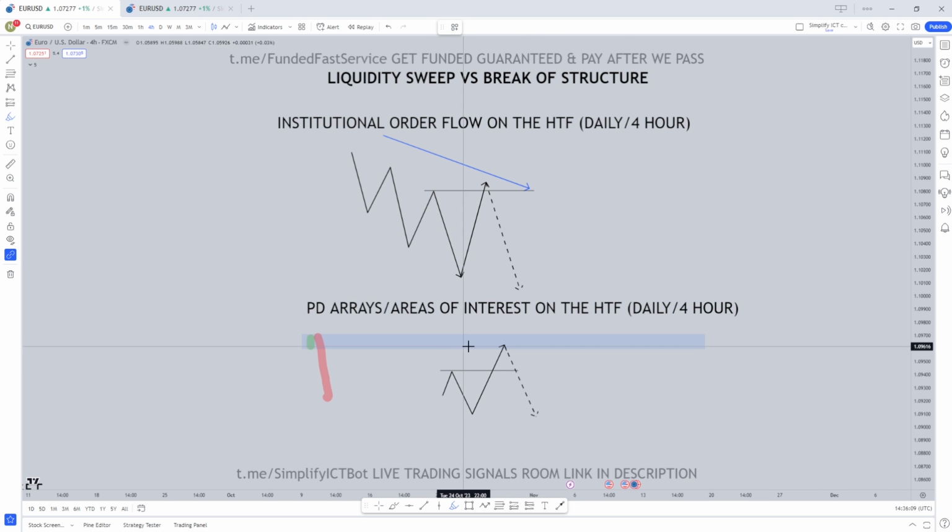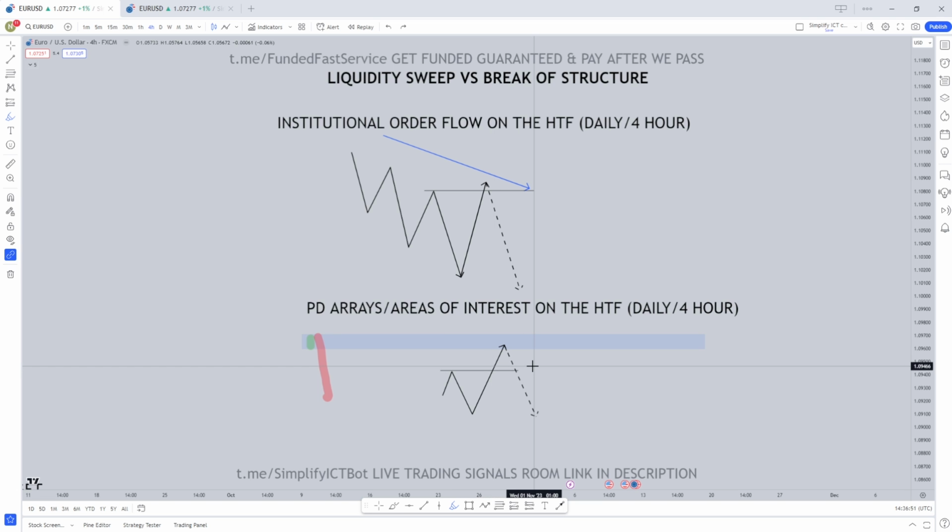So now let's get into the second point, PD arrays or areas of interest on the higher time frame, the daily and the 4-hour time frame. So we're going to zoom into this area where price takes out that high, and we're wondering if it's a liquidity sweep or a break of market structure. So first of all, we want to see a lack of displacement, especially when price is in a bearish sentiment and price takes out a high on the left. We want to see a lack of displacement to the upside, but more displacement to the downside, because that's where the overall trend is.